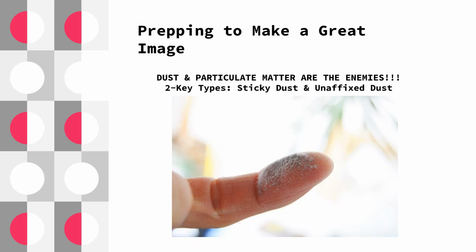Now, let's start thinking about making a good image, and the first thing we must know is who is the enemy? And the enemy is dust. I'm going to tell you more about dust in this presentation than you ever wanted to know. There are two kinds of dust, if you're aware of that. There's a sticky dust and an unaffixed dust. Just the names themselves explain it. If you've got a dusty bookshelf, you walk up and blow it, and the dust that just blows off, that's unaffixed. And the stuff that sticks, that sticks.